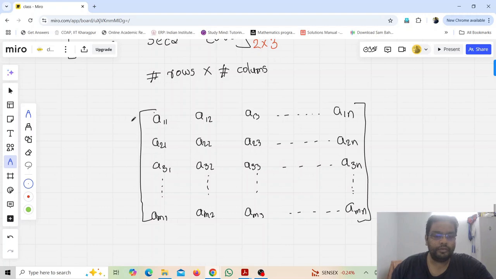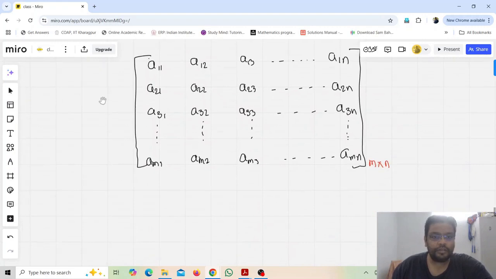Yes, so we have how many rows? 1, 2, 3 up to m rows, right? So let's write number of rows m, and how many columns? 1, 2, 3 up to n columns. So m cross n. Now, why did I write this?